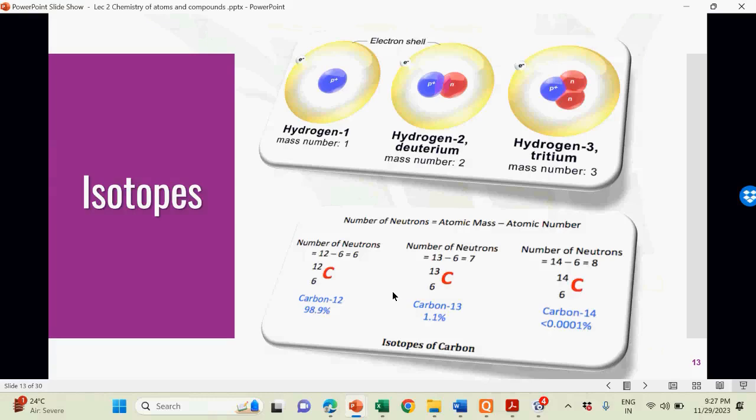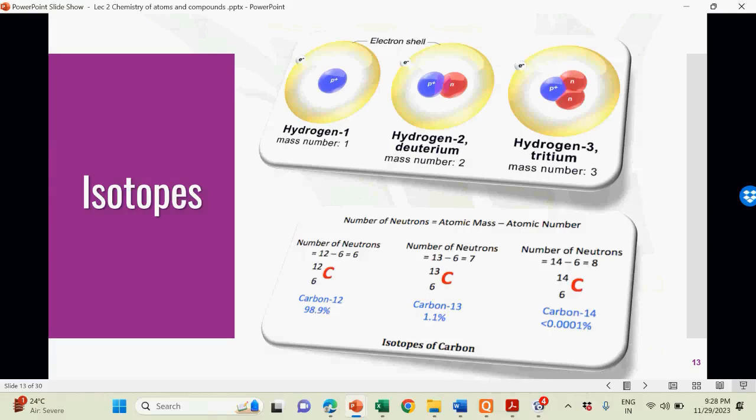Again, carbon has 3 isotopes: carbon 12, carbon 13, and carbon 14. And the 12, 13, and 14, from what the diagram shows, does it stand for the atomic number or the atomic mass?